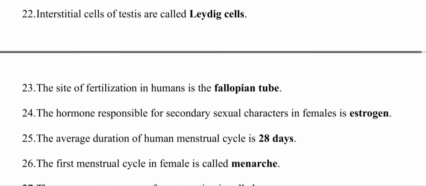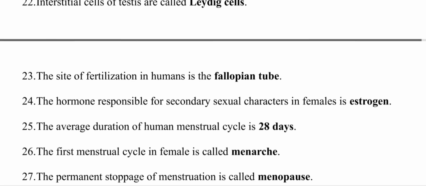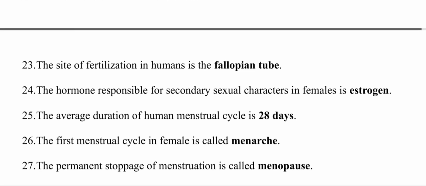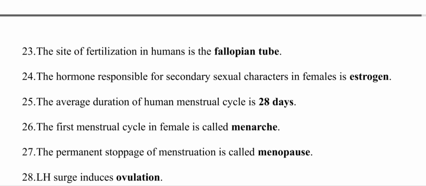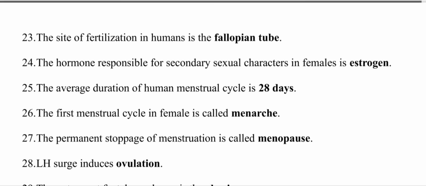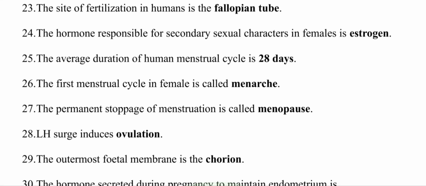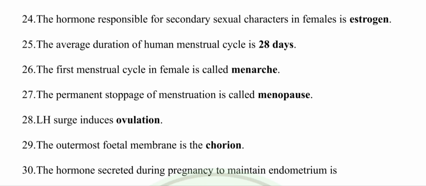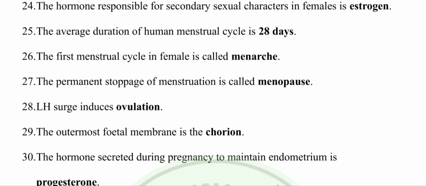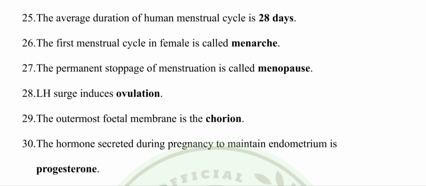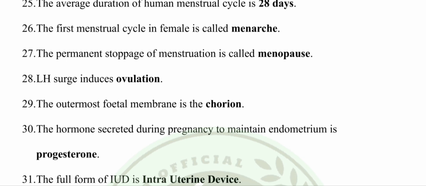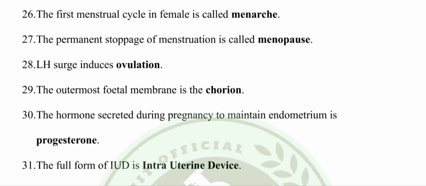22. Interstitial cells of testis are called Leydig cells. 23. The site of fertilization in humans is the fallopian tube. 24. The hormone responsible for secondary sexual characters in females is estrogen. 25. The average duration of human menstrual cycle is 28 days. 26. The first menstrual cycle in female is called menarche.